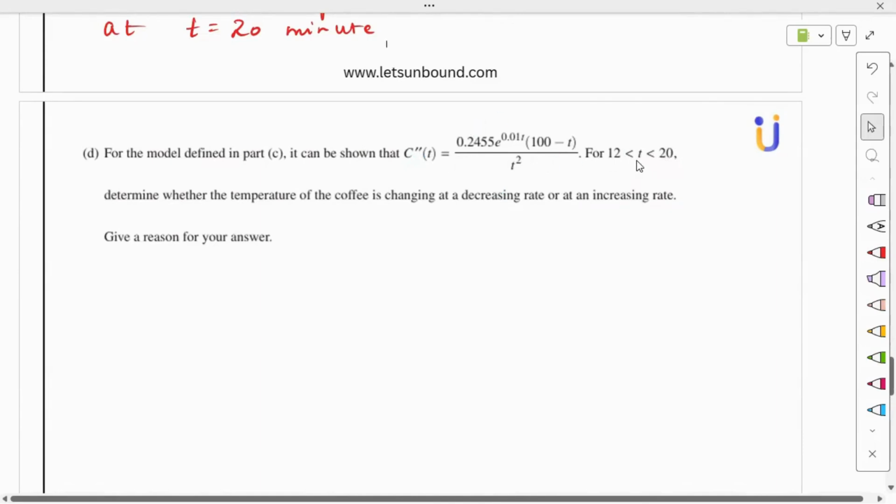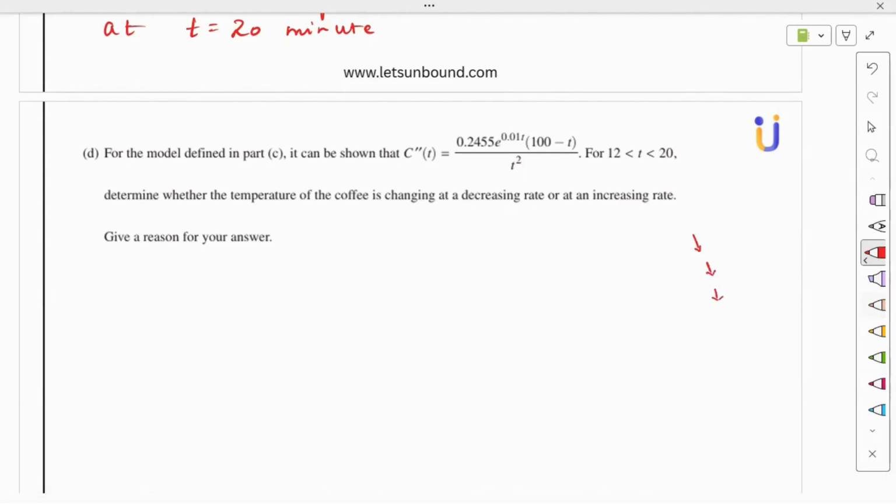For 12 to 20, determine whether the temperature of the coffee is changing at a decreasing rate or at an increasing rate. So we understand the coffee is decreasing, right? The rate, how fast it is decreasing. Like, is it decreasing very fast or very slowly? That is what we're going to do. How the rate is changing. The temperature of the coffee is changing, and the change is changing in which way? How the rate is changing is the question.